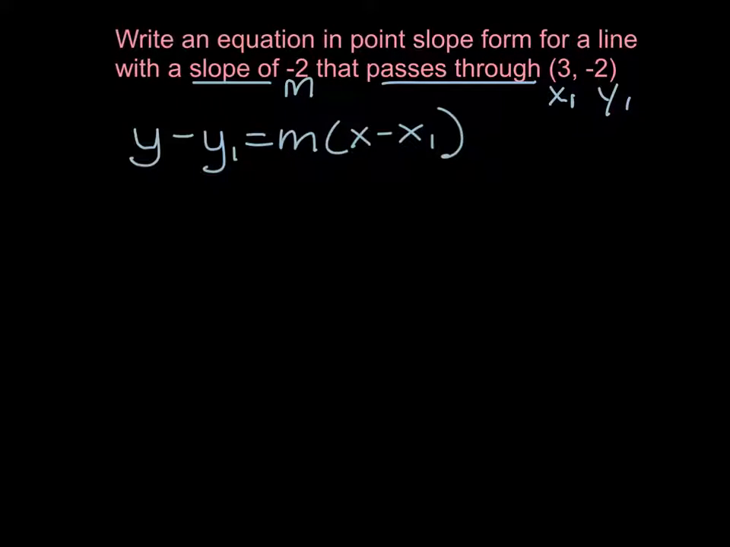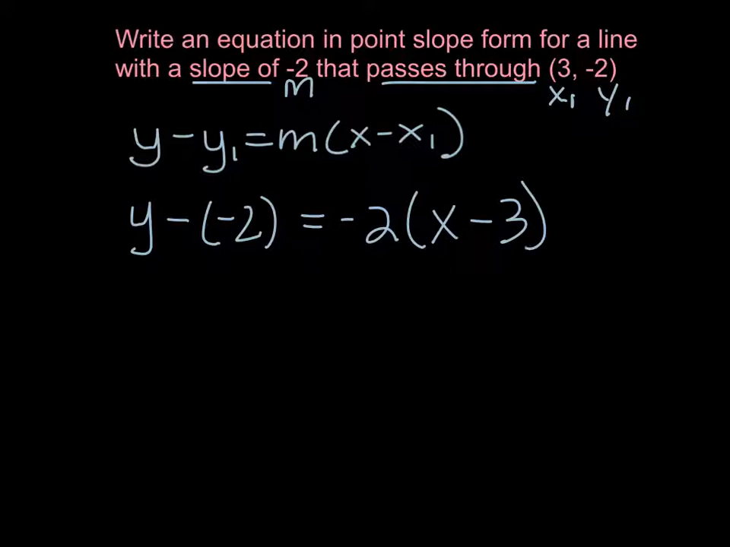From here, we're just going to rewrite y minus, I look back, the y1 was -2. Because it's negative, I'm going to put it in parentheses. And then m is -2. And then I keep copying parenthesis x minus, and then x1 is 3. The only thing I have to simplify right here, it says y minus -2. That can simplify to y plus 2.